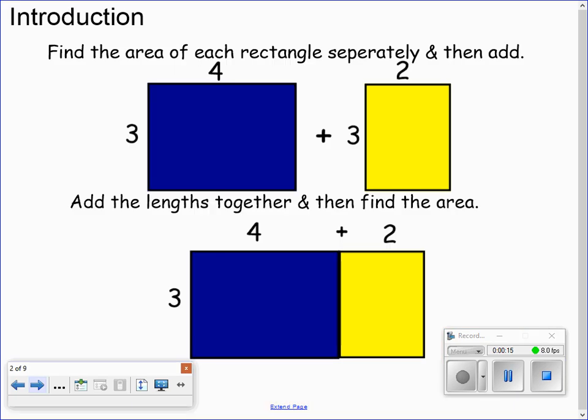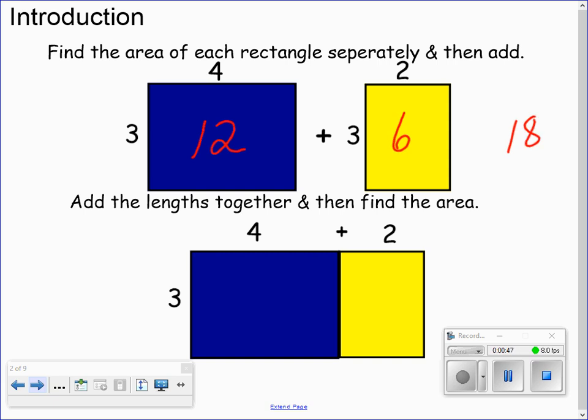Before we jump into the distributive property, let's look at a little introduction. So, we have two rectangles, and we want to find the area of each rectangle separately. Remember, area uses multiplication. It's length times width. So 3 times 4 would be 12. 3 times 2 would be 6. And then adding them together, this would give you an area of 18.